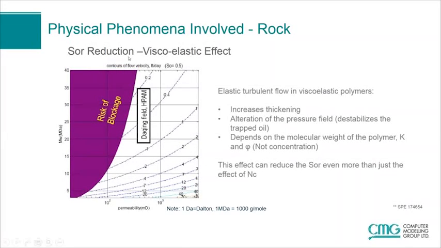And this plot is showing a plot from the Chinese Daqing field with HPAM polymer. It's permeability on the x-axis, the molecular weight on the y-axis, contours are the flow velocity. So just showing that at the higher molecular weight, higher permeability, you'll get more of this viscoelastic effect.